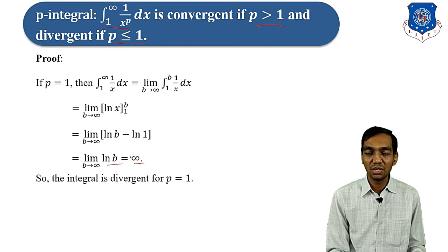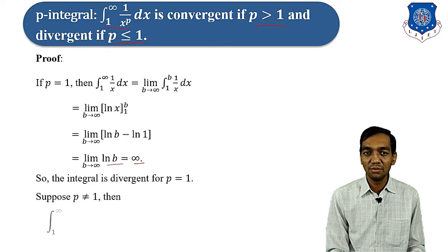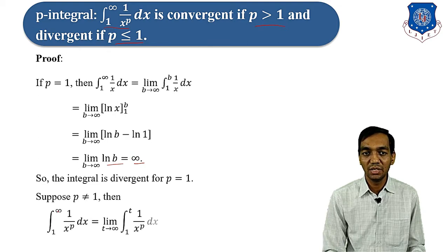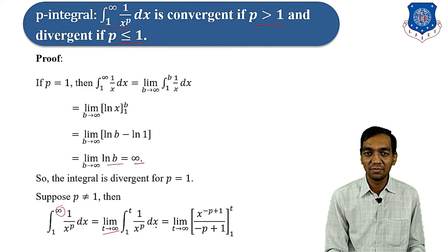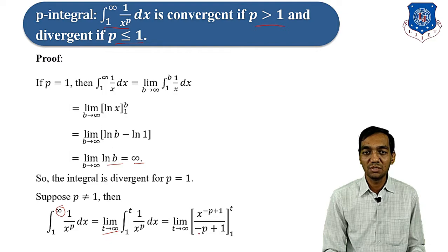Now suppose p is not equal to 1. In that case, we have integration from 1 to infinity, 1 upon x raised to p dx. Since this limit is infinite, replacing it with t, and t tends to infinity, 1 to t, 1 upon x raised to p dx. That will give you the integration x raised to minus p plus 1 upon minus p plus 1, and the limit is from 1 to t where t tends to infinity.